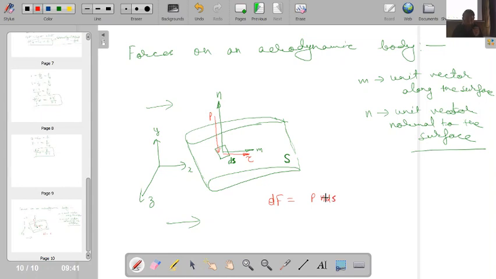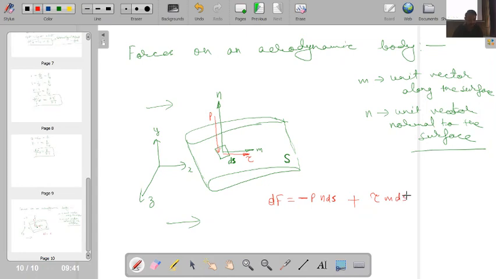Now see one important point. This pressure and normal vector are in opposite directions. So due to this opposite direction, I will put a negative sign over here. Then I have plus tau m into ds.